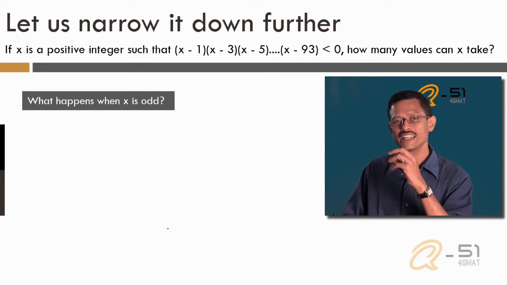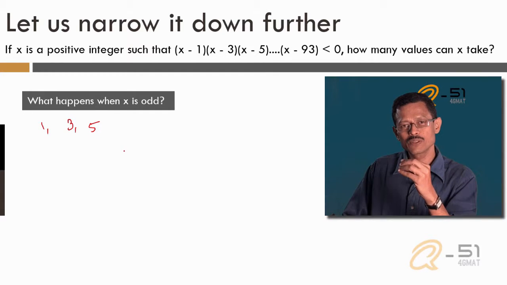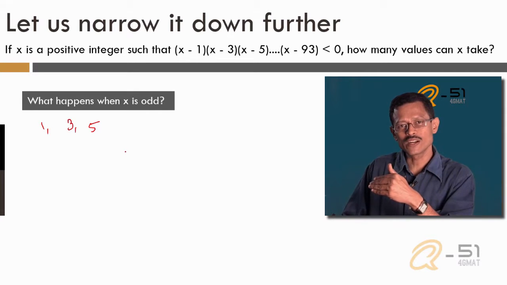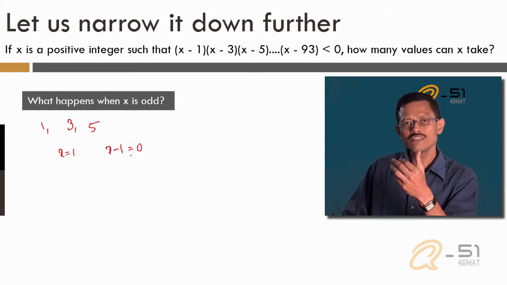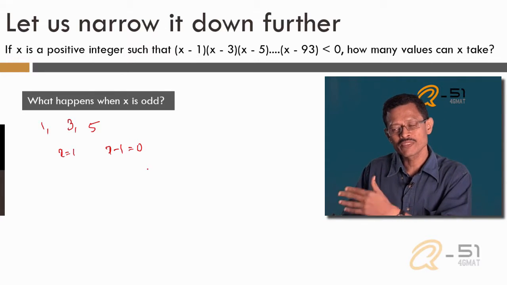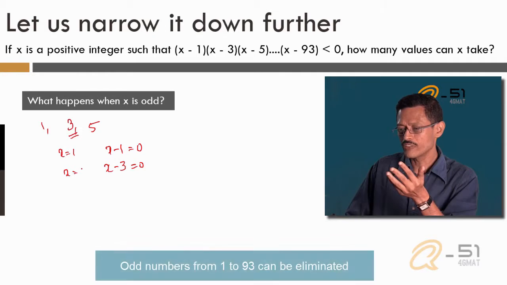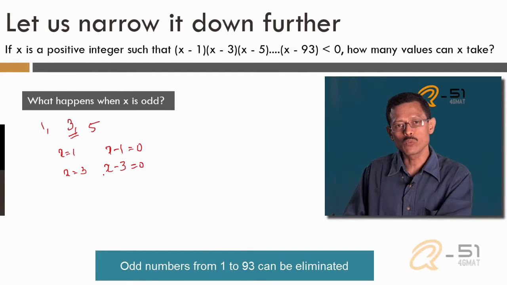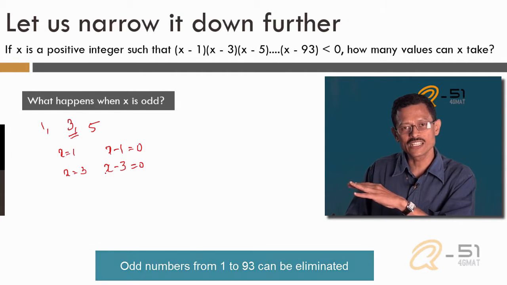Let's check out what happens when x is odd. If x takes values like 1, 3, 5, any of these numbers up to 93, we'll find that if x is equal to 1, x minus 1 is going to become 0, which means the entire product is going to become 0. When x is equal to 3, the same thing is going to happen because x minus 3 is going to become 0. So if I pick any odd value between 1 and 93 inclusive, I'll find that the product is going to be 0, whereas we want the product to be negative. So those values can definitely be eliminated.